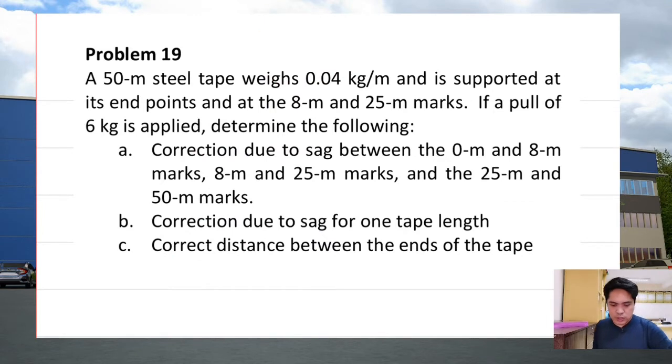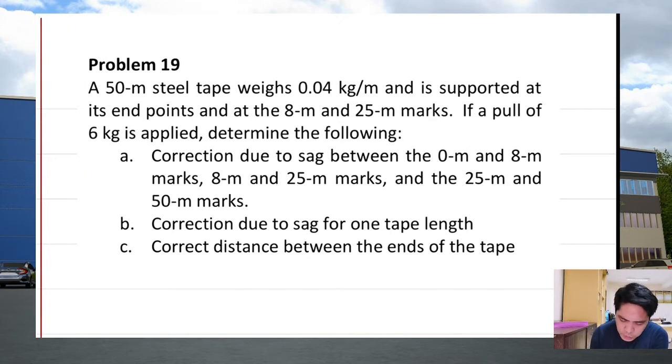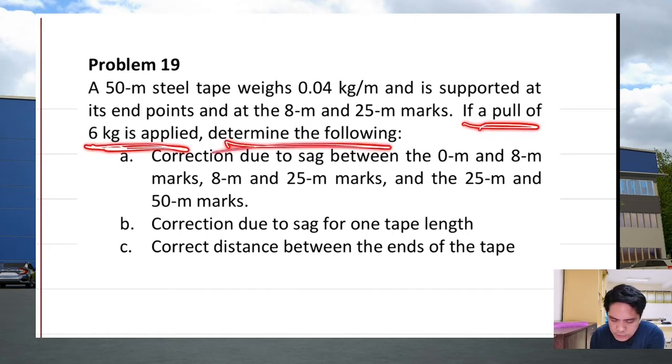Okay, let's try to answer this next problem. Problem 19, a 50-meter steel tape weighs 0.04 kilogram per meter and is supported at its end points and at the 8-meter and 25-meter marks. If a pull of 6 kilogram is applied, determine the following.